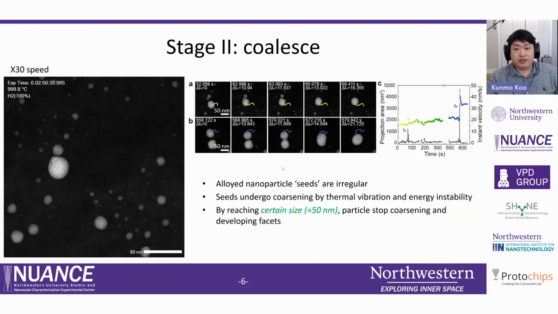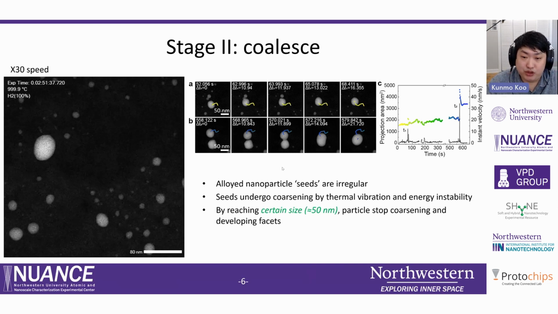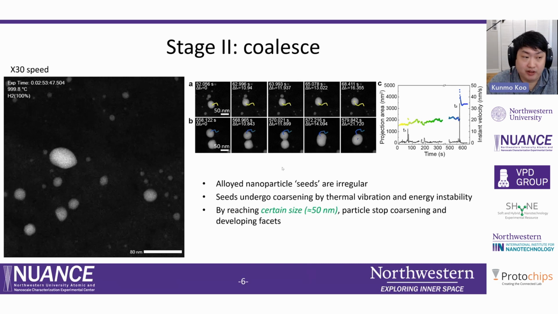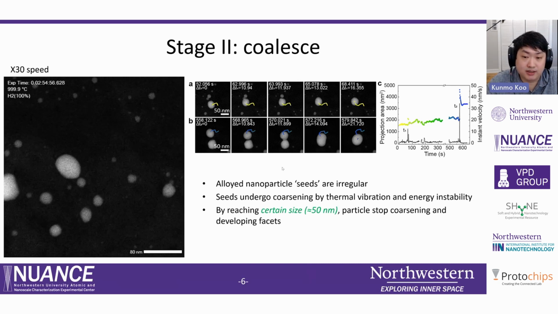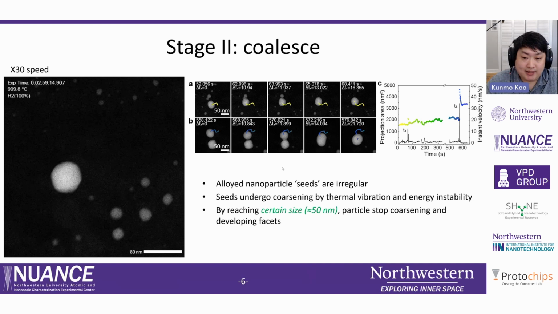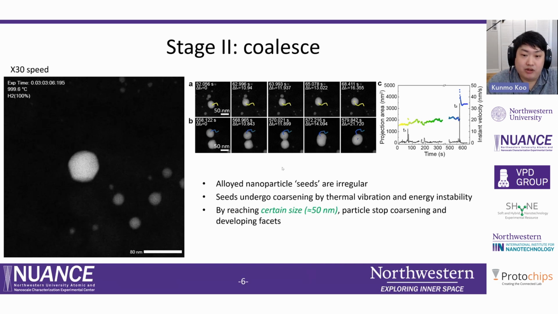After the seed nucleation, we elevated the membrane temperature to 1000 degrees Celsius to observe the second stage of the nanoparticle evolution, which is the coalescence. The previously generated nanoparticle seeds are randomly faceted and have irregular shapes. As the temperature gets higher, the tiny nanoparticles start to vibrate, and some of them move quite vigorously. During the vigorous motion, they behave like a liquid and scavenge other particles along their pathways.